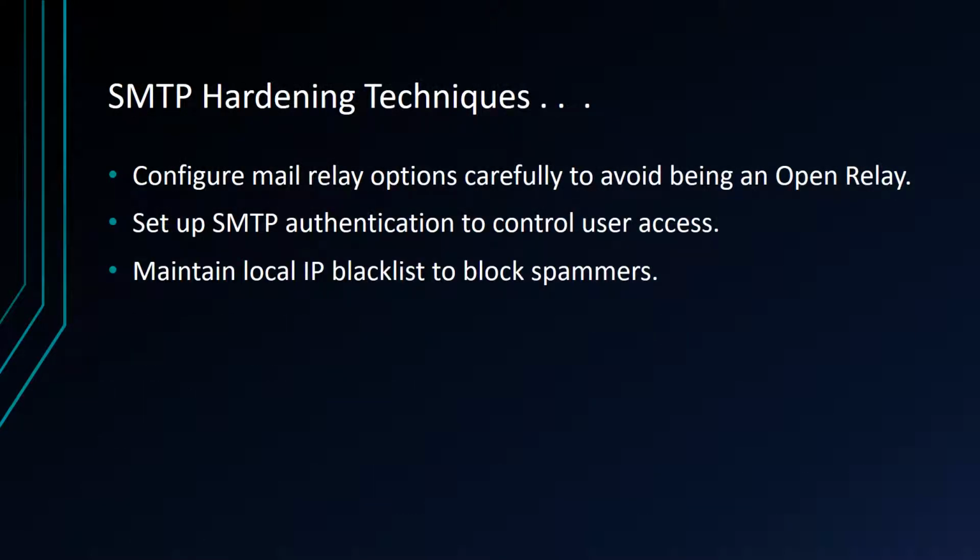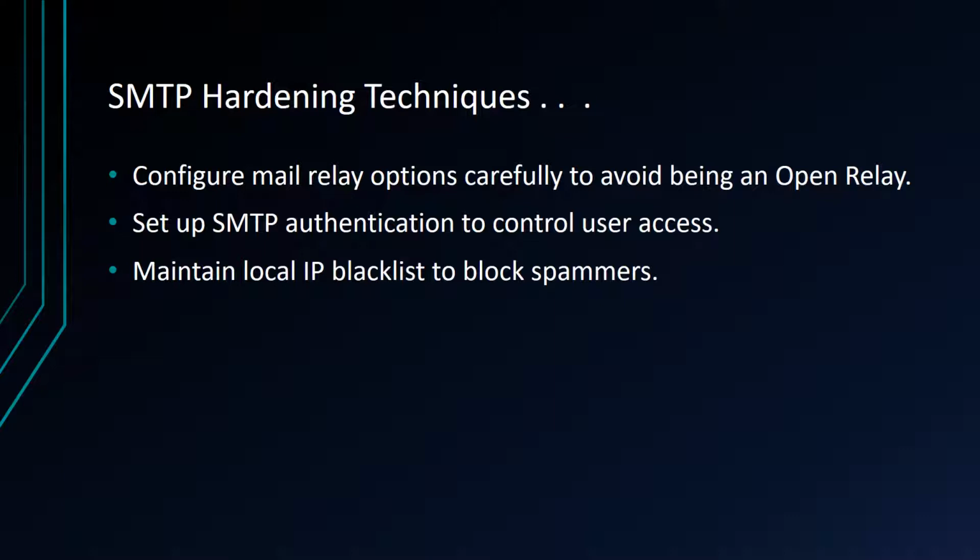So here we'll discuss some of the hardening techniques for SMTP. The first one is to configure the mail relay option carefully to avoid being an open relay. You can specify which domain or IP address your mail server will relay mail for. This means it specifies to whom your SMTP server should forward mail. A tiny misconfiguration of this option can really harm your server due to spammers using your mail server, resulting in being, for example, blacklisted.